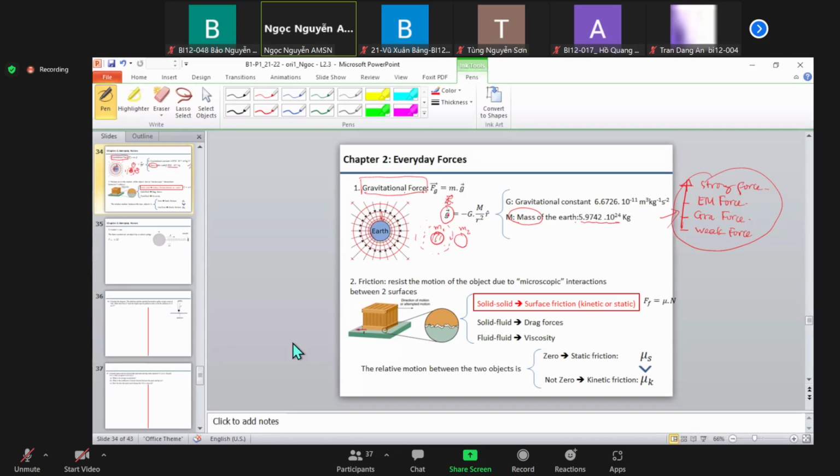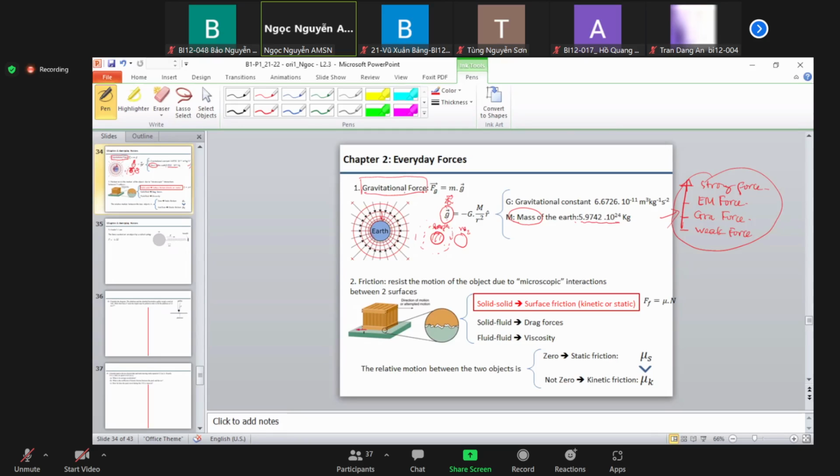Okay, but the field here is around the body which has a mass. And as I explained, the Earth is the only thing which has a huge amount of mass. Okay, so here is the Earth.